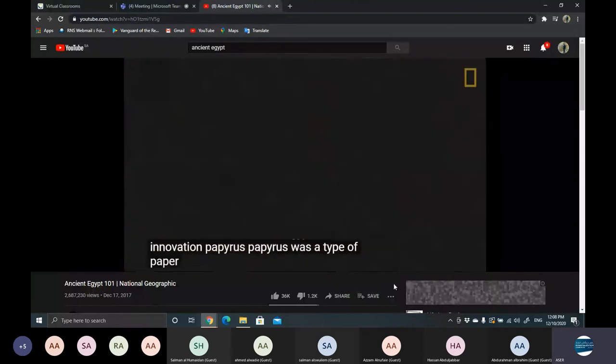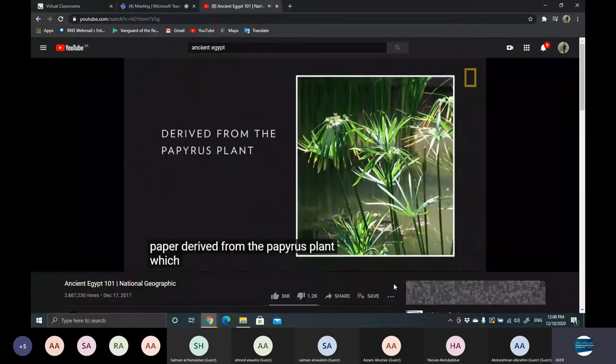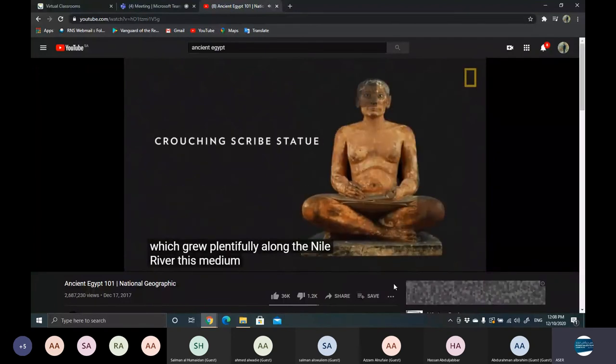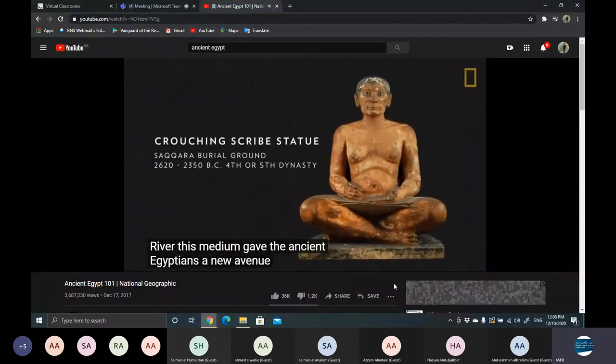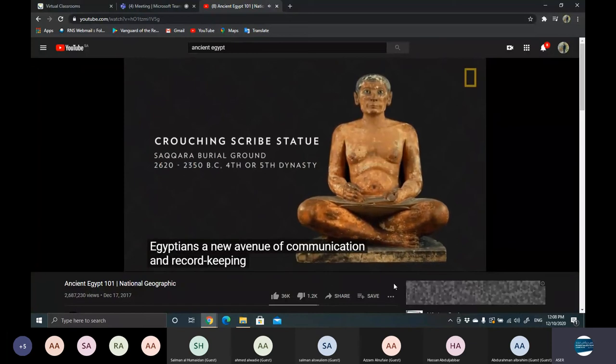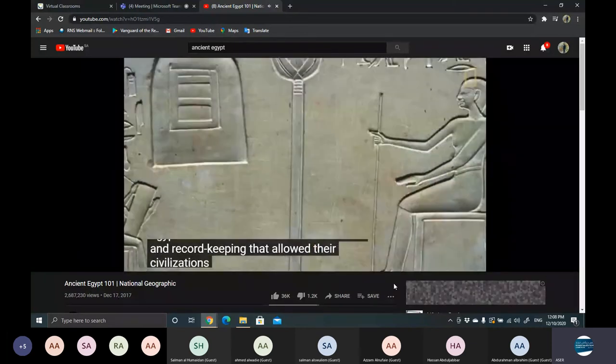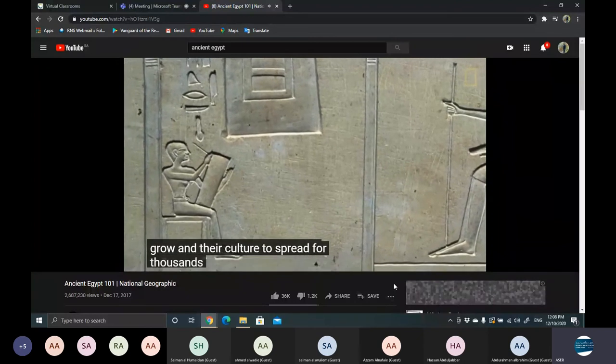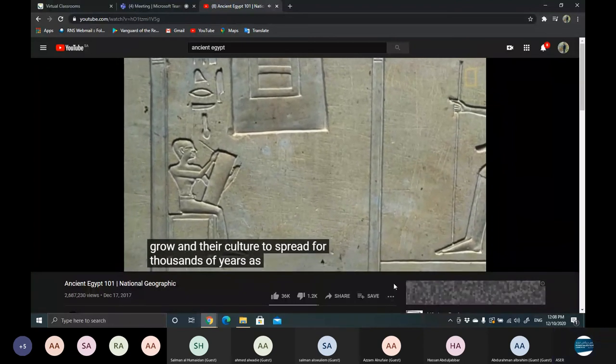Papyrus was a type of paper derived from the papyrus plant, which grew plentifully along the Nile River. This medium gave the ancient Egyptians a new avenue of communication and record keeping that allowed their civilization's administrative skill to grow and their culture to spread for thousands of years.